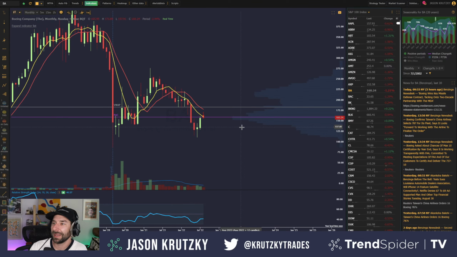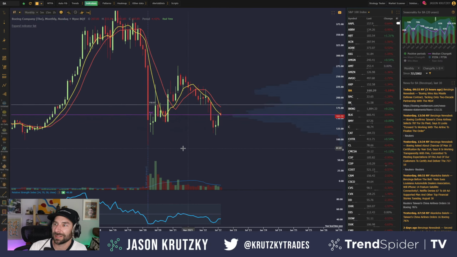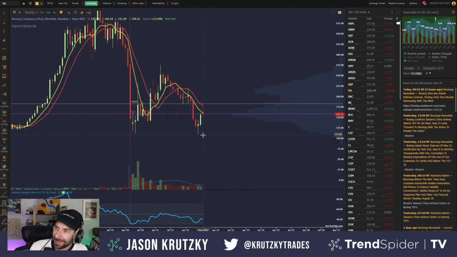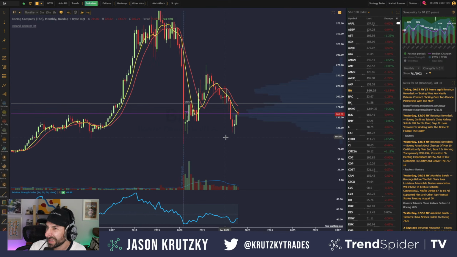The only thing that I think is going for this on BA is it did manage to at least put in a higher low against the 2020 lows. It's the only thing that's really going for it.